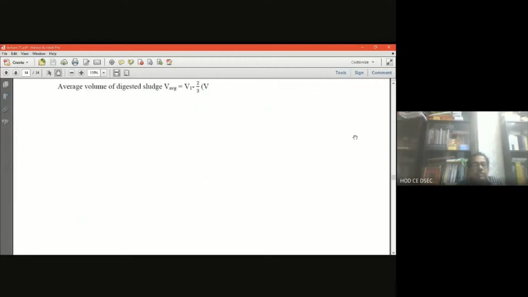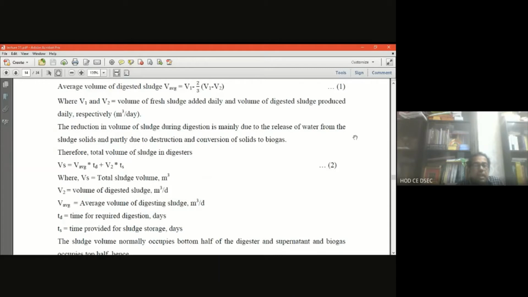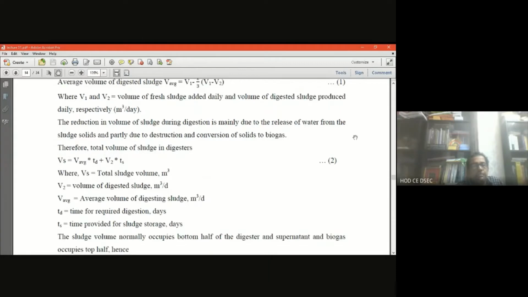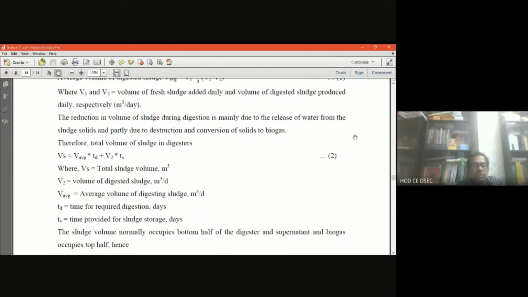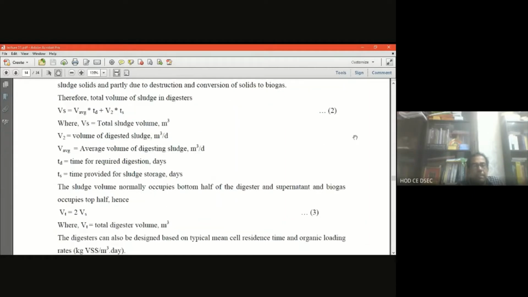And what is V average into Td? Average volume of the digested sludge, and Td is the time required for digestion. So for the duration in which digestion takes place, the average volume of sludge has to be multiplied by Td. So that will give the Vs, that is the volume of sludge in digesters, the total volume of sludge in digesters.